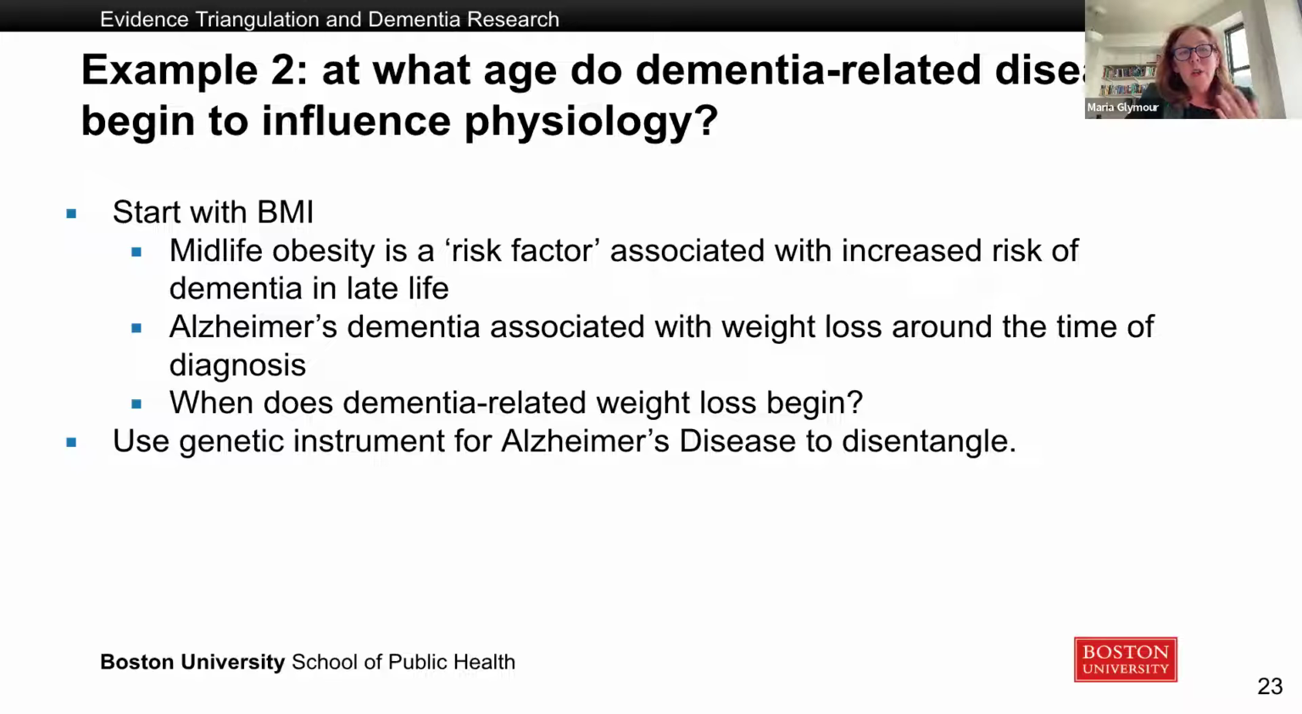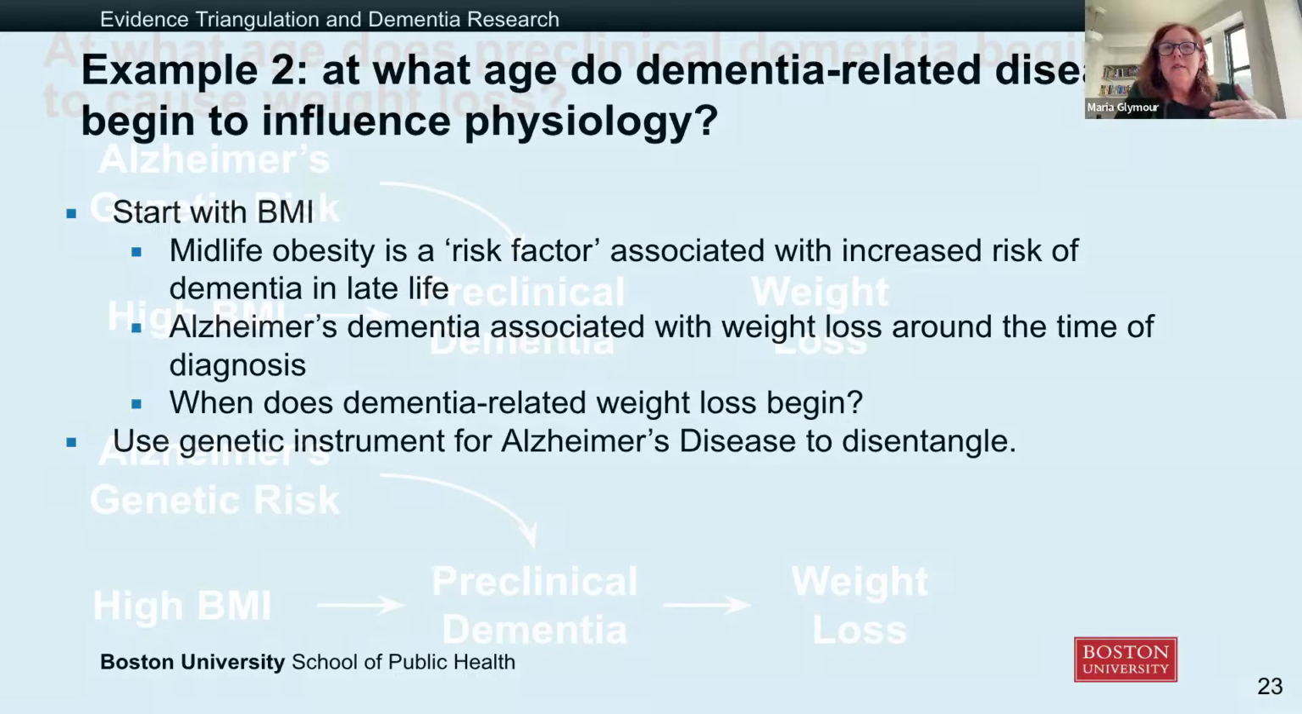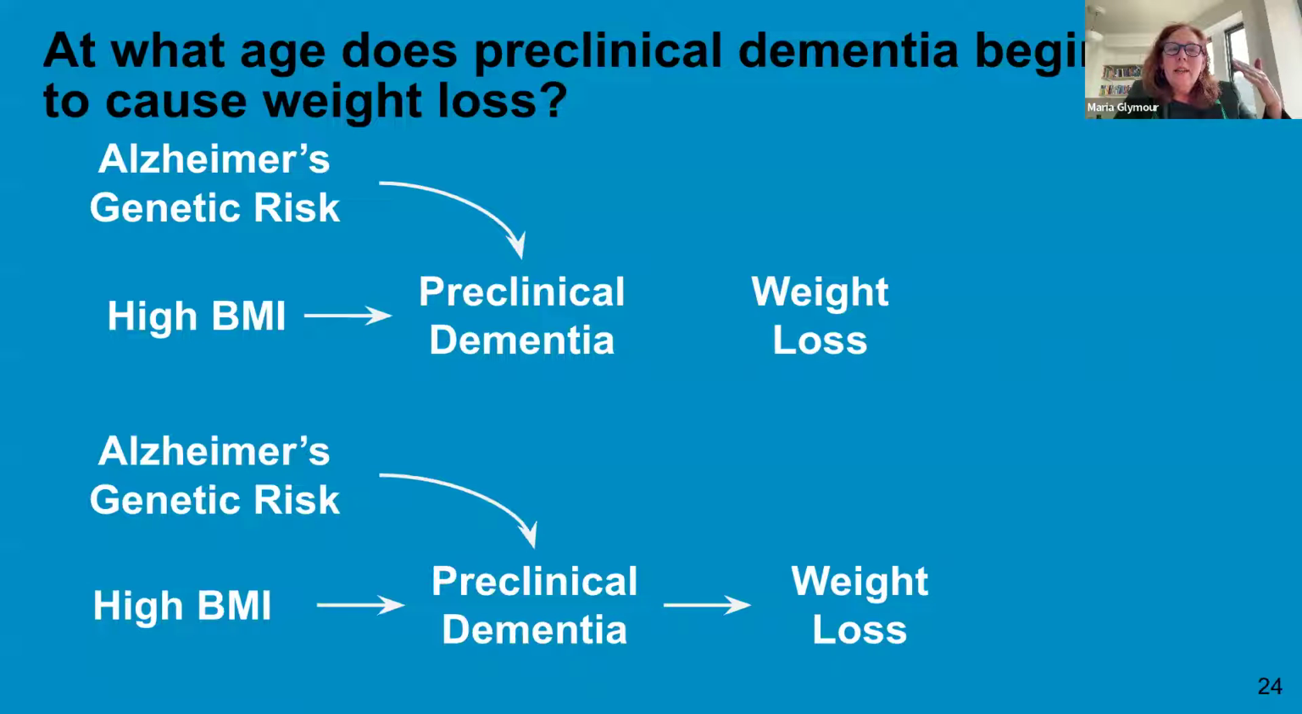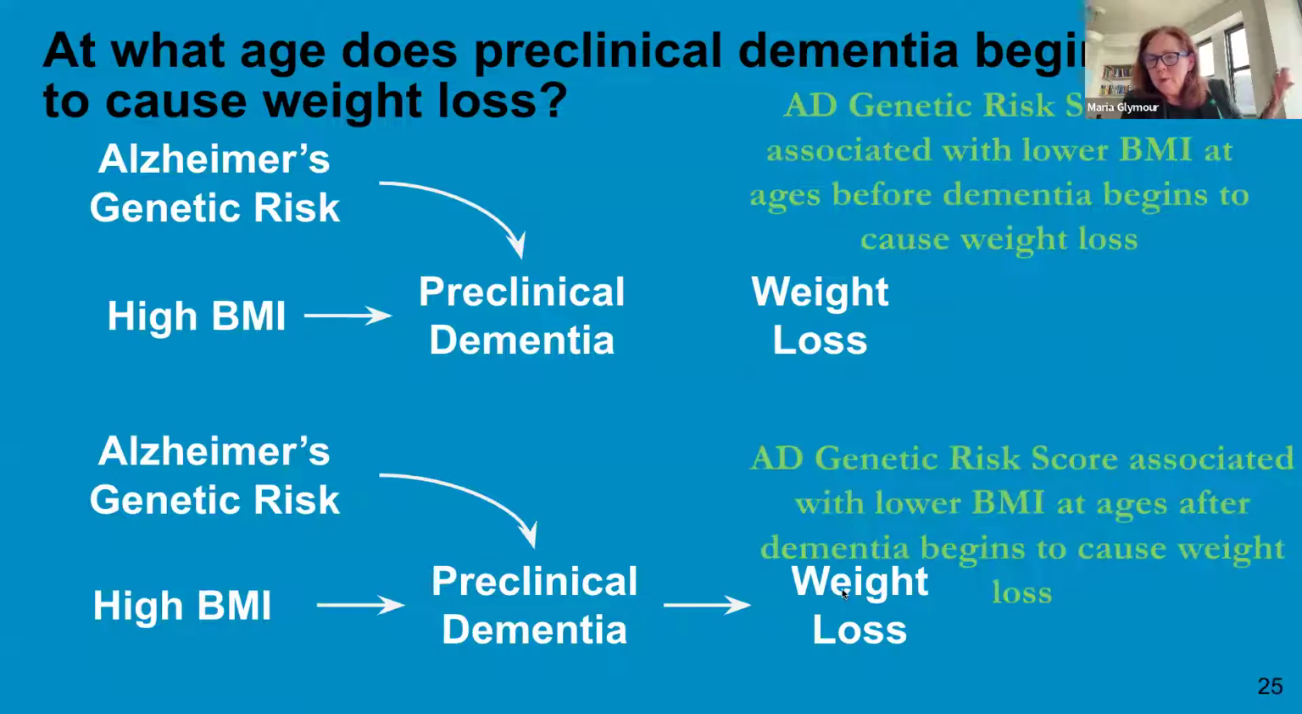So this is work originally led by Willa, where her idea is to use a genetic instrument for Alzheimer's disease to disentangle this. You can think, if you're looking at people who are of an age before the dementia process has begun to influence weight loss, any Alzheimer's disease genetic risk should be unrelated to weight loss. They're just totally not connected. And once there is preclinical dementia, so the Alzheimer's disease genetic risk starts to trigger dementia-related processes, the Alzheimer's genetic risk should be associated with weight loss. Those are the predictions.